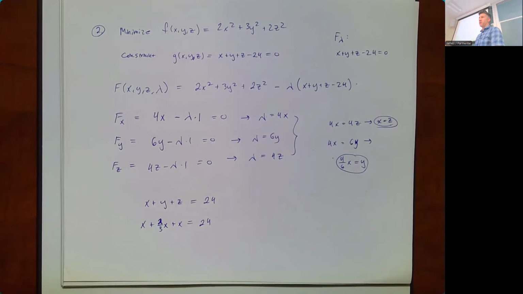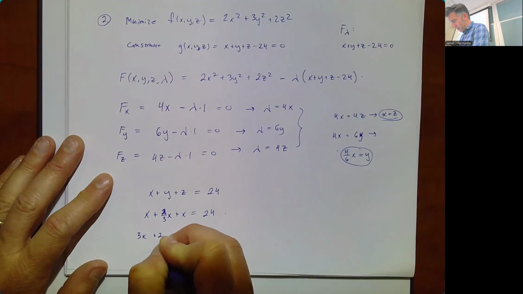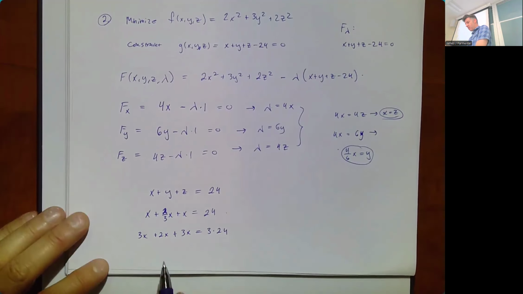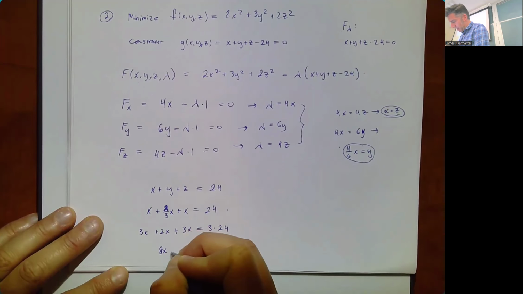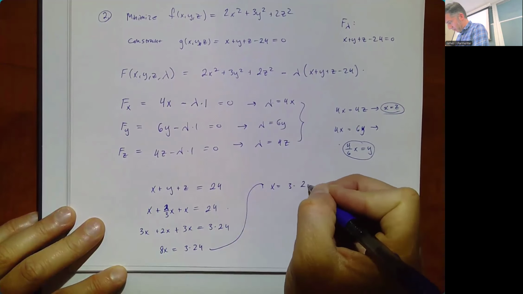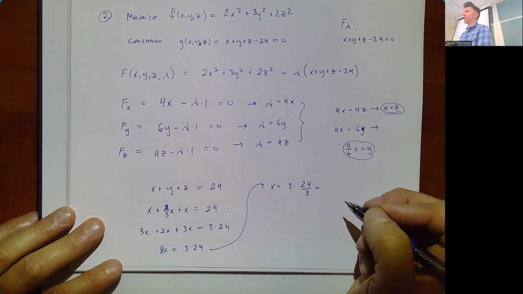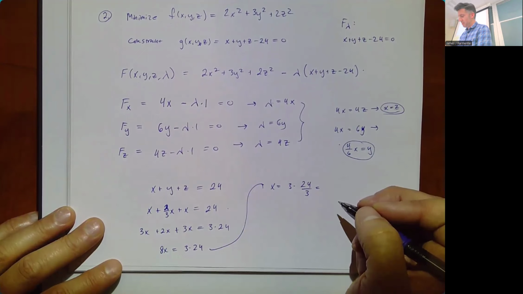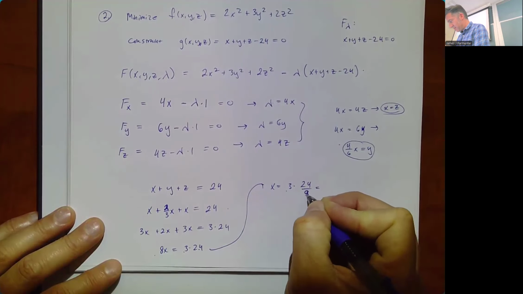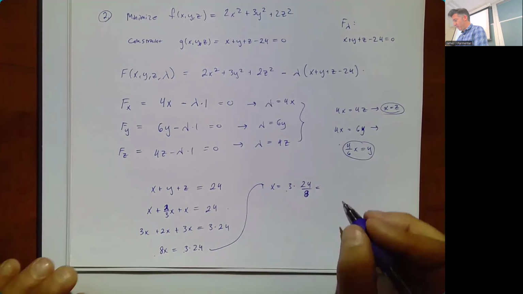And instead of trying to add fractions, let's just multiply both sides by 3. So we get 3X plus 2X plus 3X equals 3 times 24. 3 plus 2 plus 3 is 8. 8X equals 3 times 24. So X is equal to 3 times 24 divided by 3. 24 divided by 3 is 8. Except I'm not dividing by 3. If 8X equals 3 times 24, then X should be 3 times 24 divided by 8, not by 3. And then 24 divided by 8 is 3, and 3 times 3 is 9.